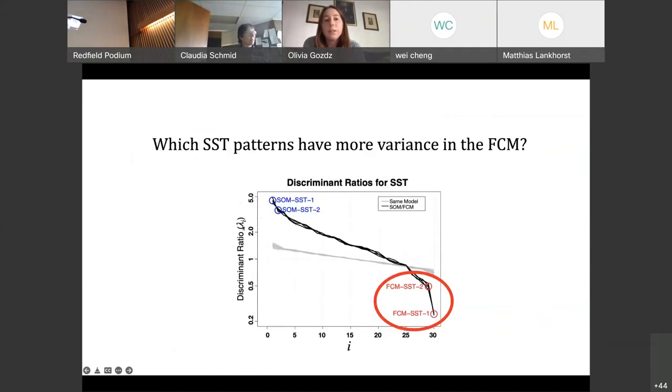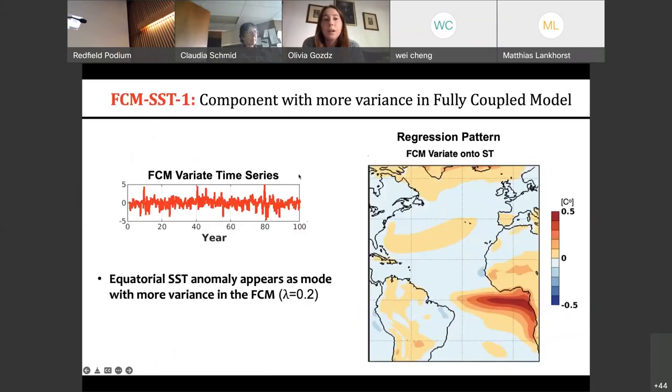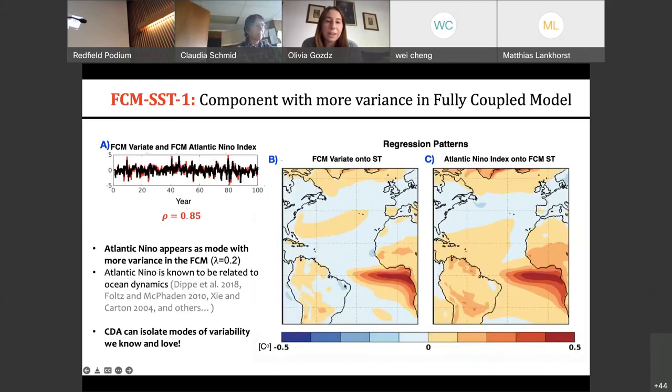Moving on. So now we're going to explore which SST patterns have more variance in the fully coupled model. So we're going to look at the modes down here. The first component with more variance in the fully coupled model has a variate time series that looks like this. We regress it on the surface temperature, and we get an equatorial SST anomaly that has about 5 times more variance than the slab ocean model. So this, to me, looked a lot like Atlantic Niño. So we investigated the relationship of this mode to Atlantic Niño.